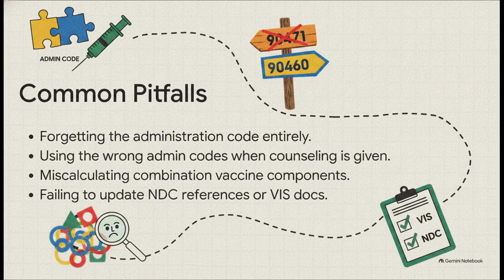Number 2, using the wrong admin codes. If counseling is documented, do not default to 90471. You've got to use those 90460 codes. Number 3, miscalculating the components in a combo vaccine. If you aren't 100% sure how many diseases are in a shot, check the manufacturer's package insert or use tools from the American Academy of Pediatrics.